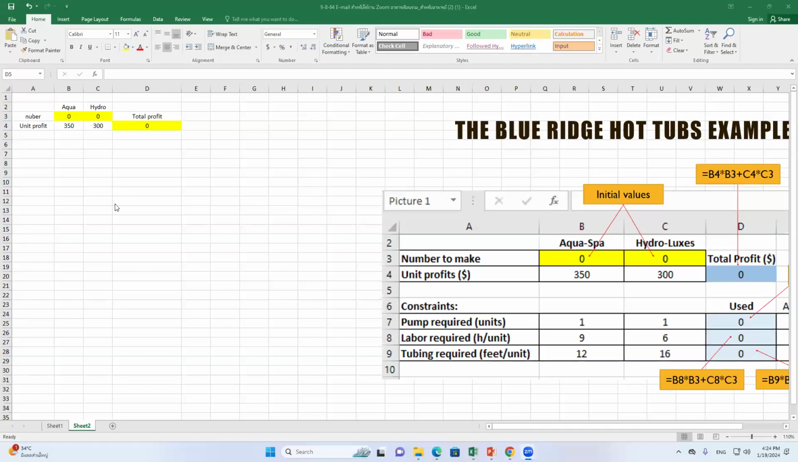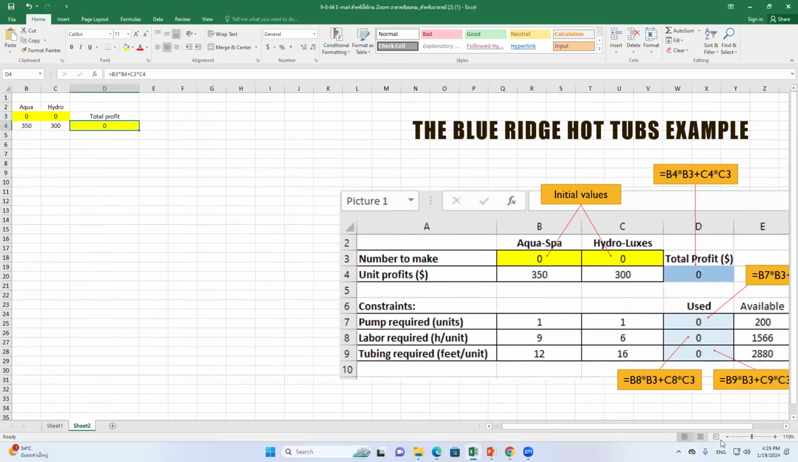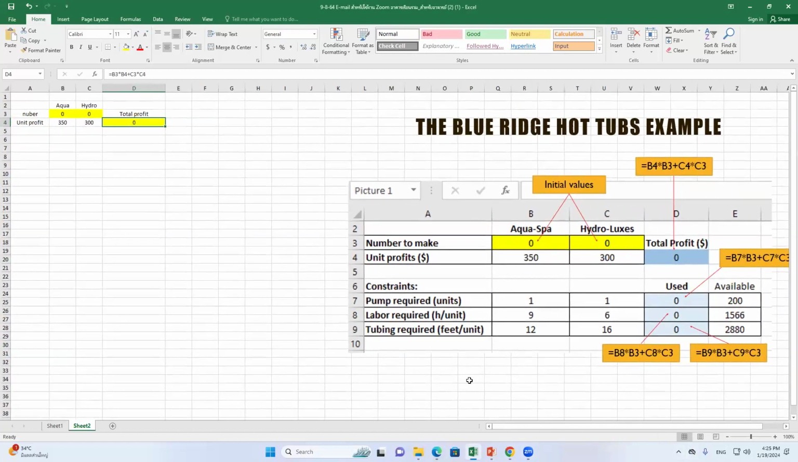Okay, for this case, we look at this. This is x1, x2, right? This is the profit per piece of Aqua A and per piece of Hydro. And the target comes from x1 multiplied by 350 plus x2 multiplied by 300. This is our profit. And then we try the constraints. We have 5 constraints, but a function of only 3 functions.